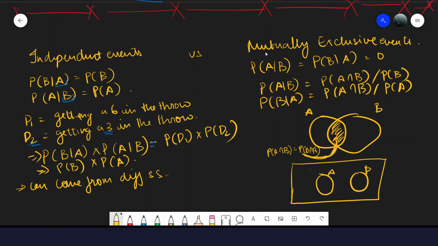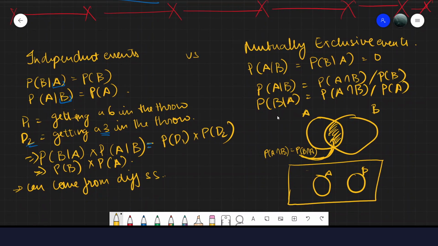Let's go on to mutually exclusive events. Mutually exclusive events basically say that P of A given B is equal to P of B given A is equal to 0. Now P of A given B is P of A and B upon P of B, and P of B given A is P of A and B upon P of A. If this is equal to 0, this can only mean that P of A and B is equal to 0, which means that my sets are totally different, they're disjoint.